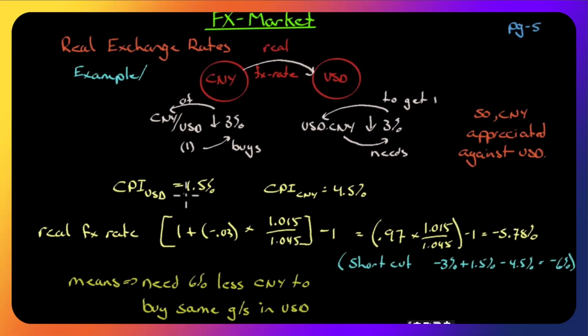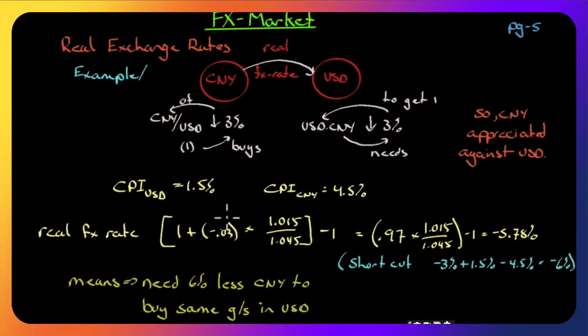Inflation rate in the US, 1.5%. In China, 4.5%. So the real exchange rate, what is the change there? Now, we're just expressing this as a percentage change, and this is not a CPI, this is not a price level, but just the percentage increase in the CPI.